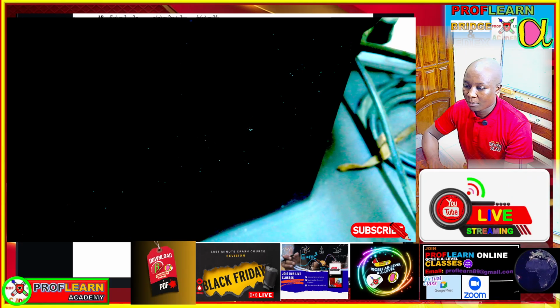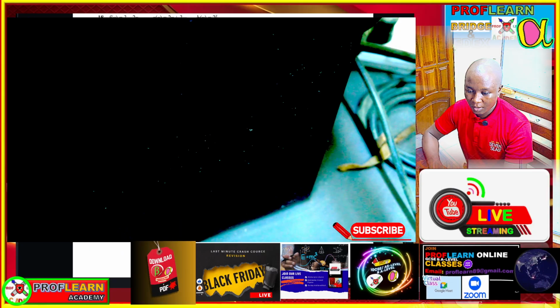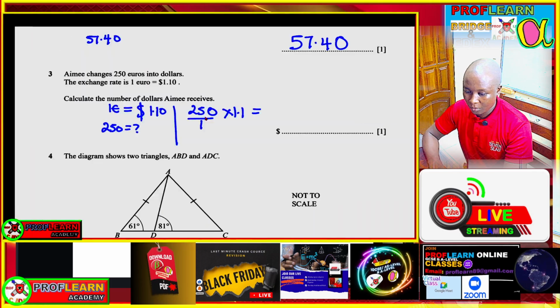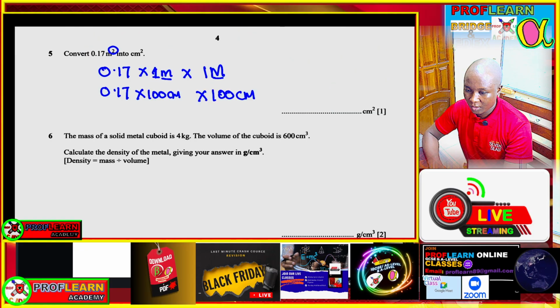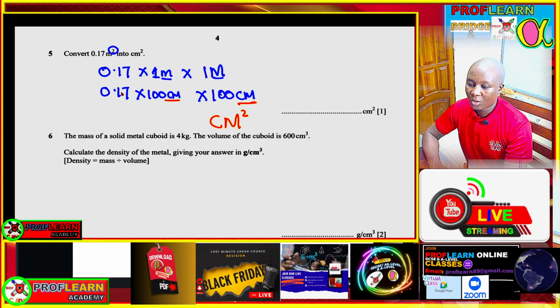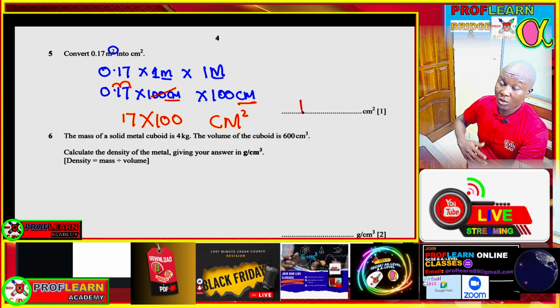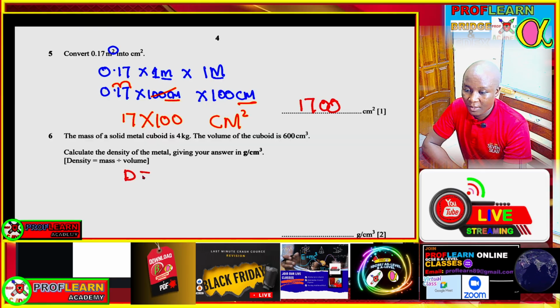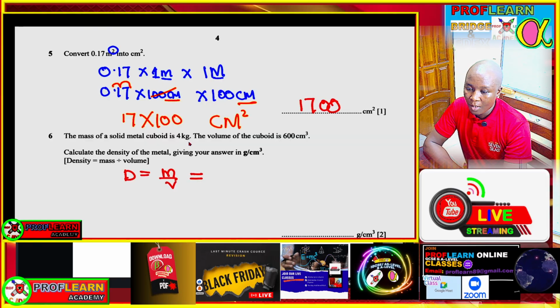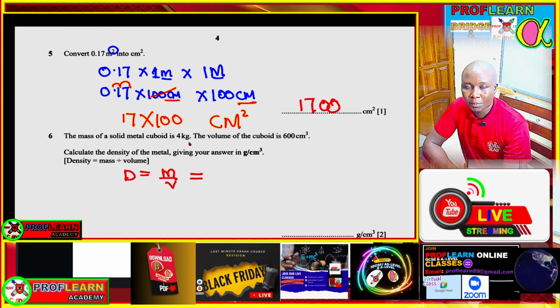So we can proceed to where we left. So we have worked up to this point. So meaning that we are now moving to this question of density. And in this particular part, we are told that density is mass over volume, but we are supposed to give our answer in grams per centimeter cubic.